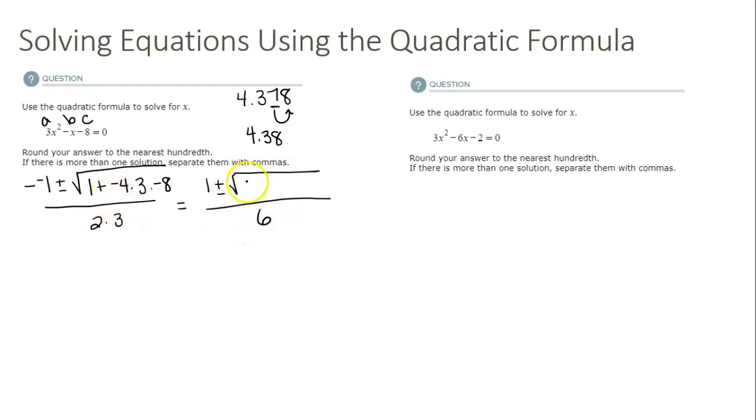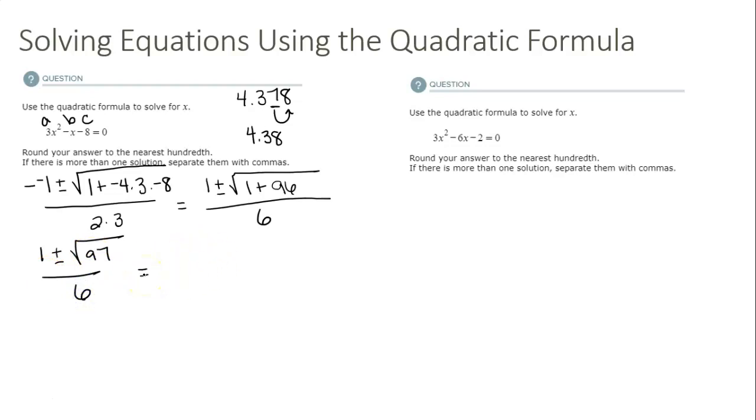Now let's clean up what's in here. That becomes 1 plus. Negative 4 times 3 is negative 12. Negative 12 times negative 8, I'm going to do on my calculator. That gives me positive 96. So this becomes 1 plus or minus the square root of 97 divided by 6.